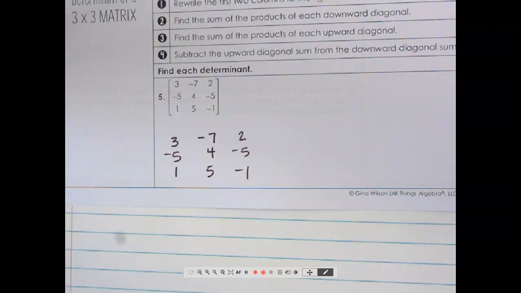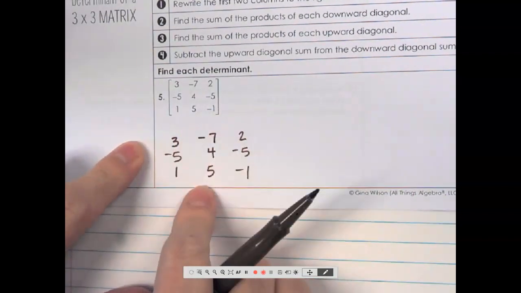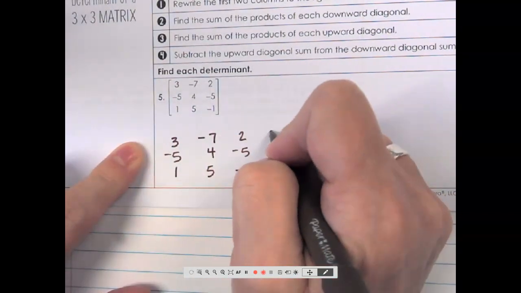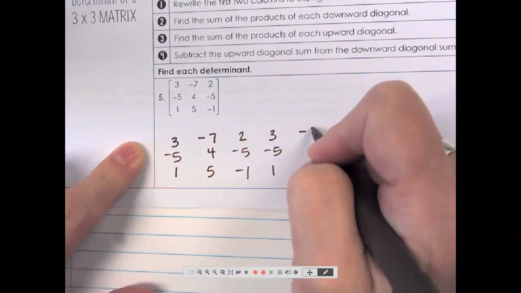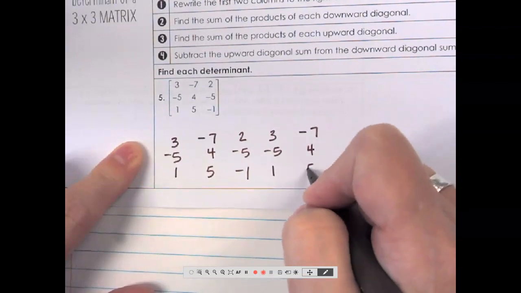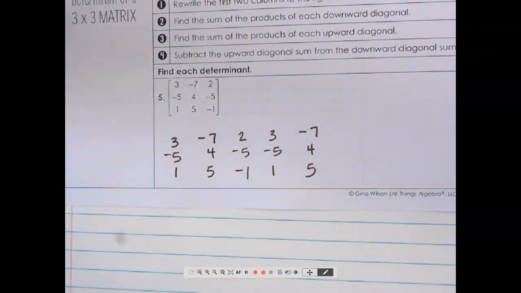Okay, what I'm going to do next is repeat the first 2 columns so that I have a total of 5. So this was column 1, column 2, column 3. I'm going to repeat the first one and repeat the second one so that I have a total of 5 columns.